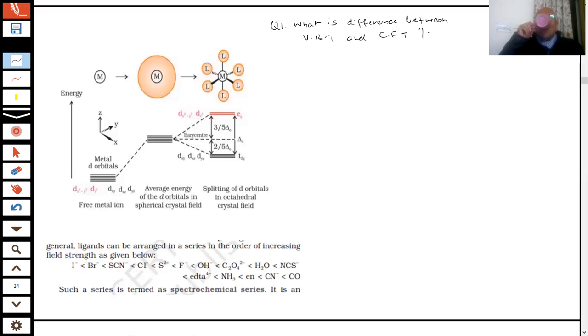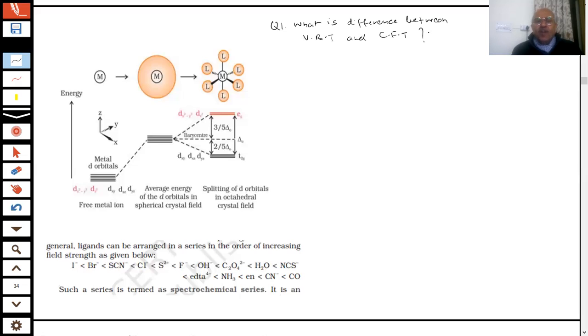Sir, the major difference between VBT and CFT is that in VBT we explain the mixing of orbitals, whereas in CFT we explain the splitting up of orbitals. CFT is a purely electrostatic model in which ligands are anions and the metal ion is the cation. All right, students, that was okay. There is no need to talk more.